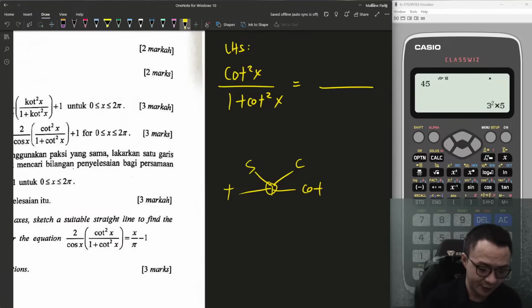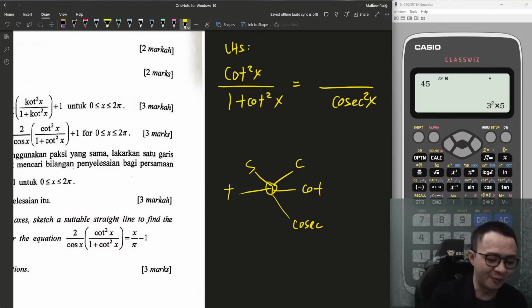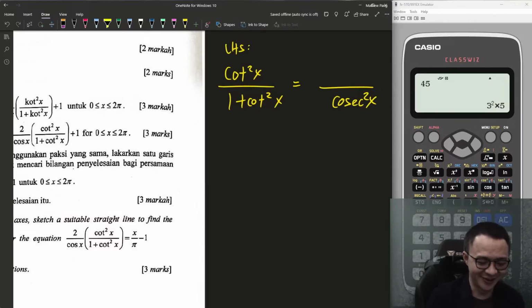So yeah, this is cosecant. Yeah, correct. So it's cosecant squared x. I just doubted myself for 1 second. I'm not sure what happened to me.